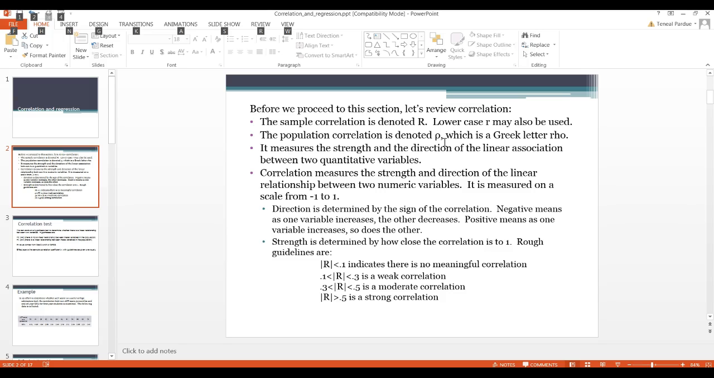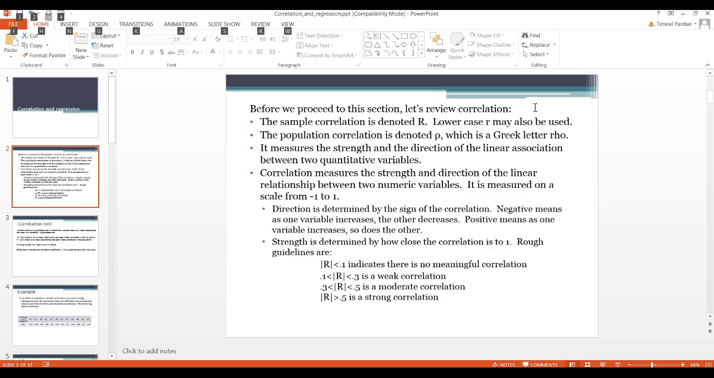Correlation measures the strength and the direction of the linear relationship between two quantitative variables. Correlation is measured on a scale from -1 to 1, where negative values mean that as one variable increases, the other one decreases. So if you're looking at a scatter plot, a negative correlation would be going down from left to right. And a positive correlation means that if one of the variables increases, the other one does too. So reading that left to right, that would be going up from left to right, a positive slope. So direction for the relationship is measured by whether it's negative or positive.